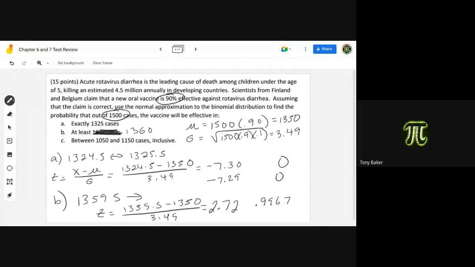Now, is that the number I'm looking for, or do I have to do something with that? I wanted greater than that number, right? So I have to take it away from 1. So I have to do 1 minus that, which equals 0.0036. And that's the number.